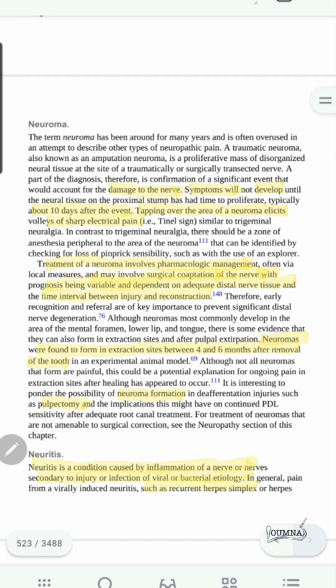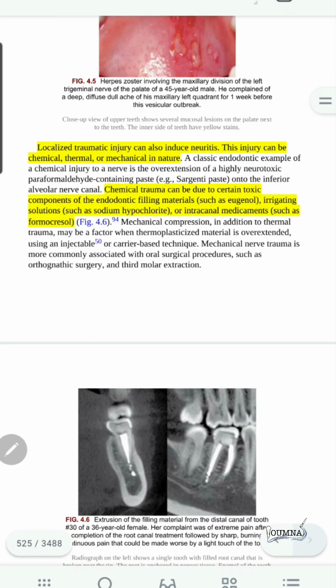The symptoms may develop in a range of 10 days after the event, and having an appropriate and fast diagnosis, and providing the right medications as fast as possible, really plays a role in the prognosis of the situation.